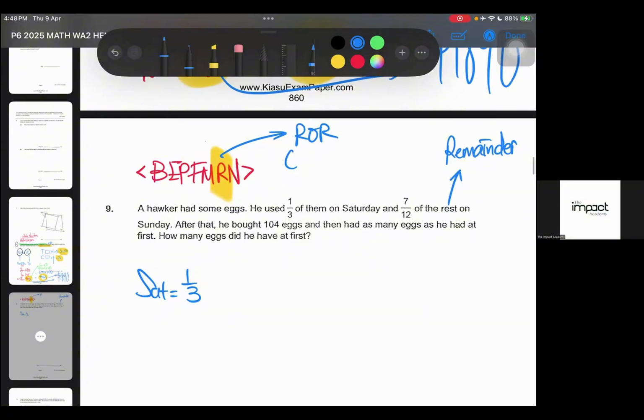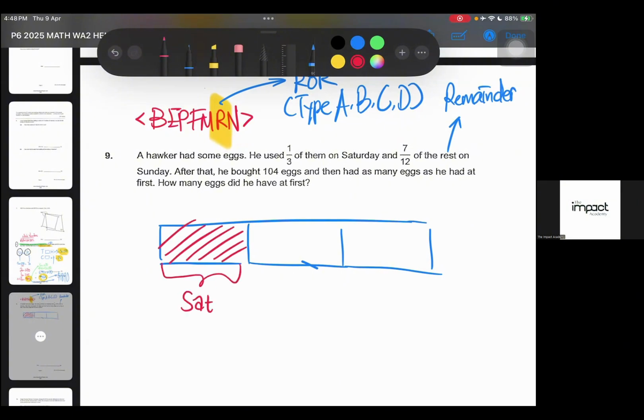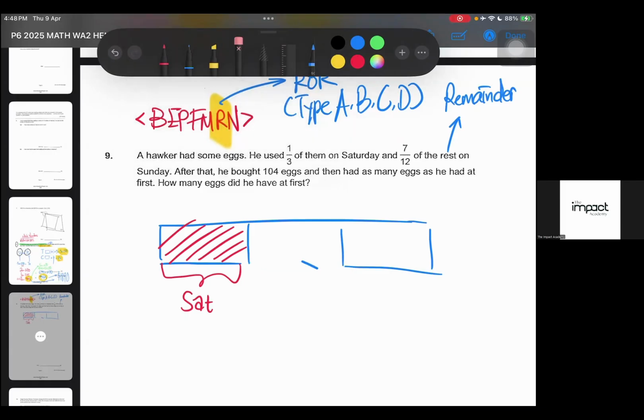How many types do we have? We have type A, B, C, and D. There are 4 types in total. So what you're going to do is make sure you draw a model. You're going to shade the first part and call the first part Saturday.